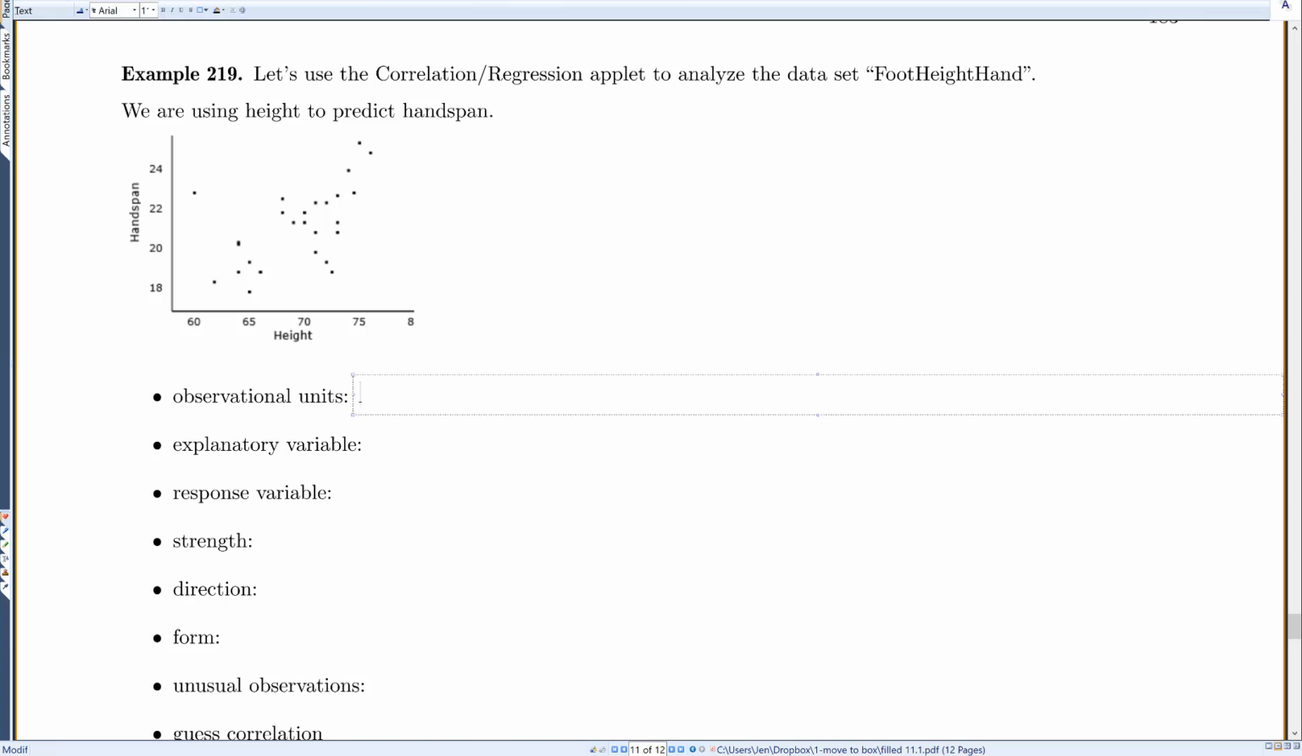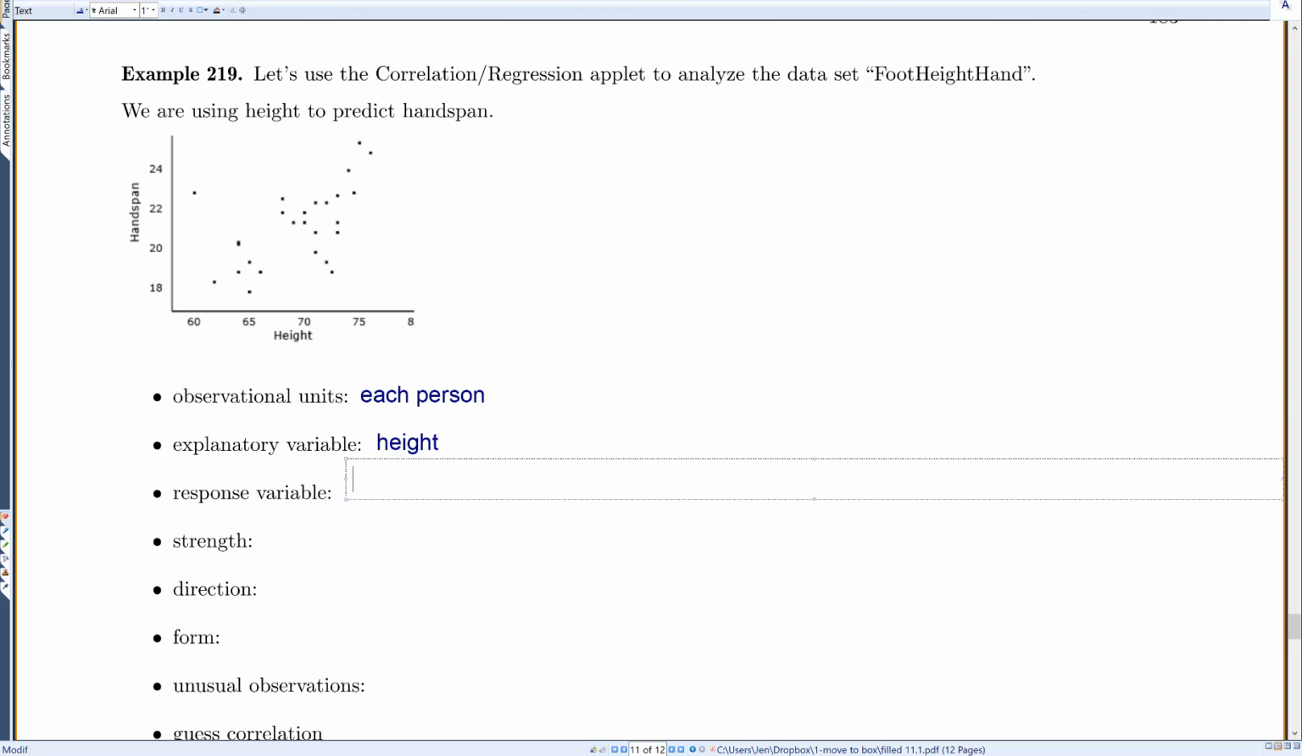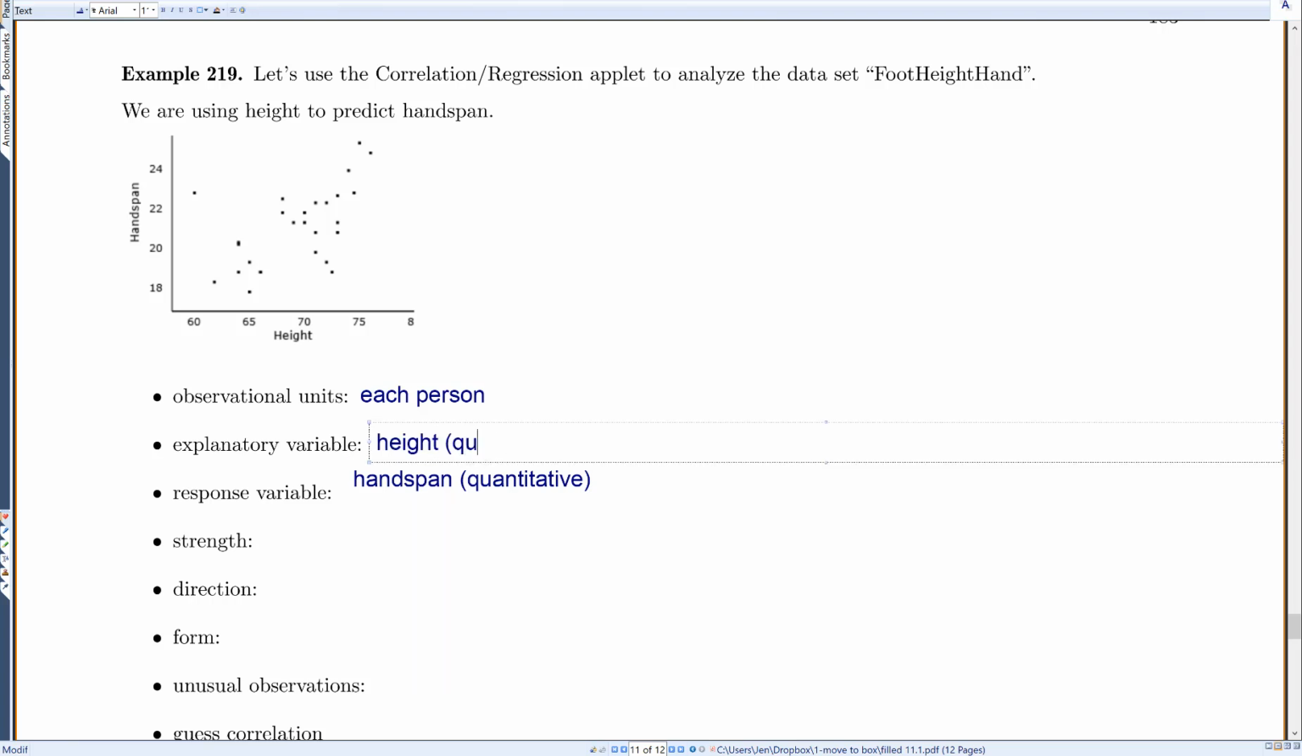So before we split it, let's write down all of this useful information. What are the observational units? It doesn't have a lot of information for us, but the observational units here would be each person. Each person has a height and a hand span. The explanatory variable is height, because we're trying to use that to explain or predict hand span. Our response variable is hand span, and that's what we want to predict or explain, and that is quantitative. It's numerical. And height is also quantitative or numerical.